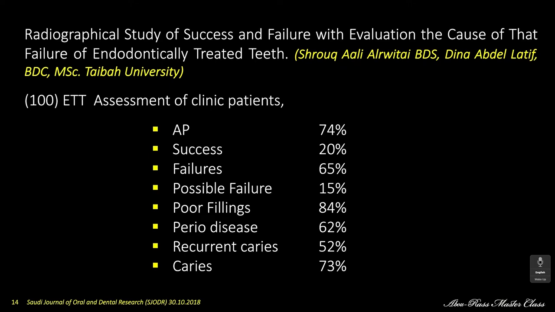At the same university, at Taibah University, perhaps another department, these authors here investigated 100 cases of endodontically treated teeth, ETT. Interestingly, they found the percentage of AP not 53, but 74%. Success was only 20%. These numbers are bad. This is not good. When we see our patients coming like this, these patients may have been treated previously. But that gives you an idea about the quality of oral health care in the Kingdom, the kind of quality dentistry that you find.